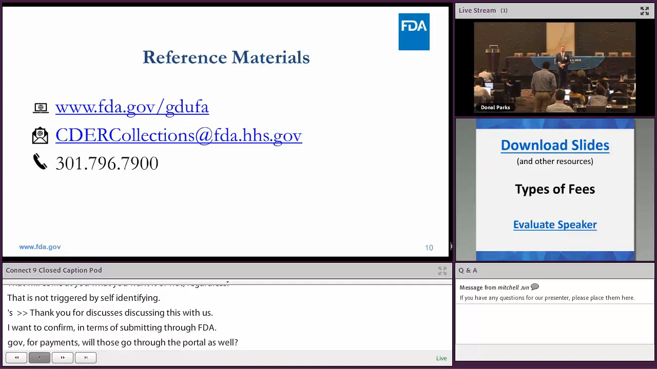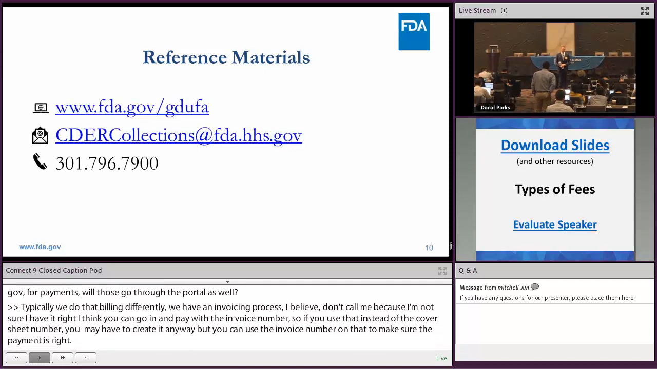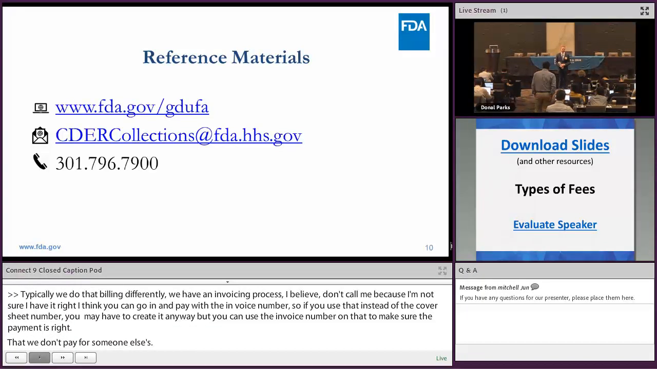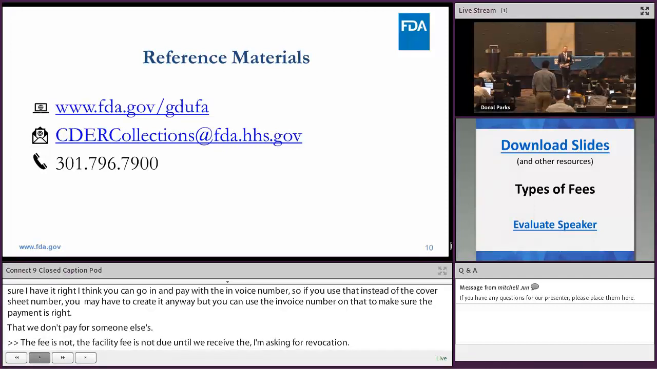Since the facility fee is not due till we receive the first approval, inspection is not linked to the fees, no? I'm just asking for clarification. So just to make sure I'm understanding, the question is, inspections are not linked to the facility fee, is that correct? Yeah, for the first time.